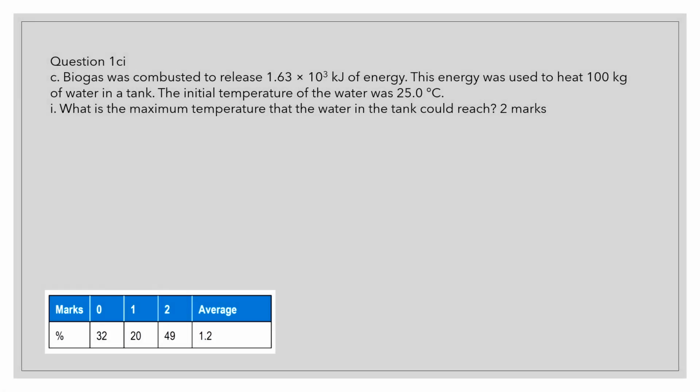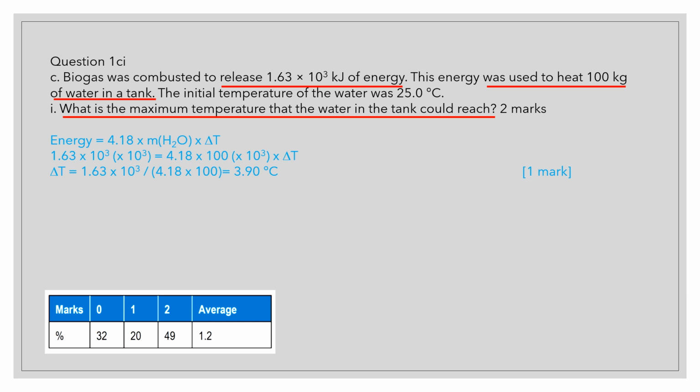The heat of biogas is used to heat the water. It is asked that the maximum temperature that the water could reach. We have the equation about energy, specific heat capacity, the mass of water, and delta temperature. We substitute the energy, mass of water, and specific heat capacity of water into this equation and solve the delta temperature. Finally, the maximum temperature is the sum of the delta and initial temperatures.